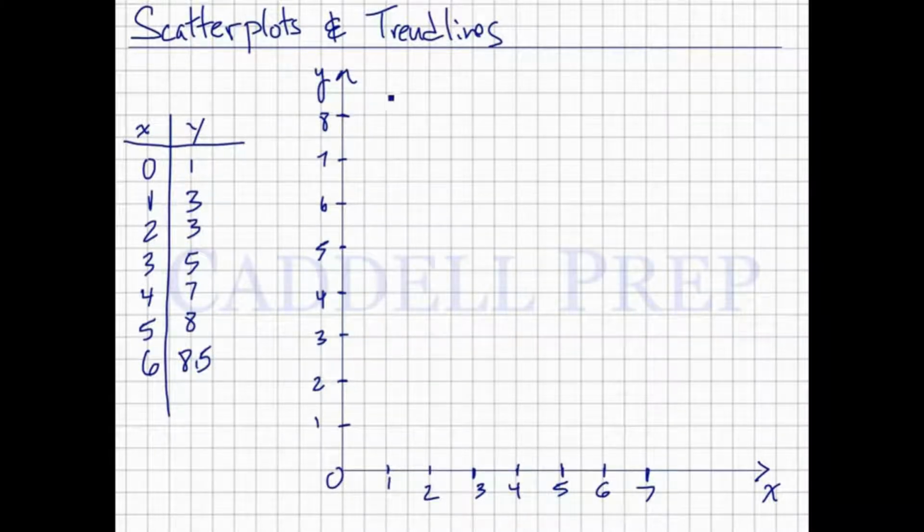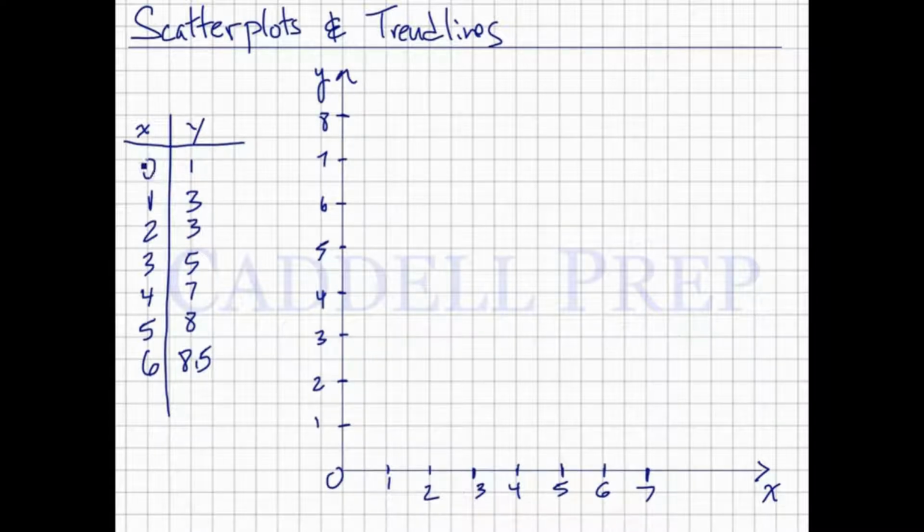So let's go over scatterplots and trendlines. First, scatterplots. We get scatterplots from data. So we have x and y here. It could be anything. x could be time, and then y could be distance traveled by a slug, or anything that you would keep track of, more or less.